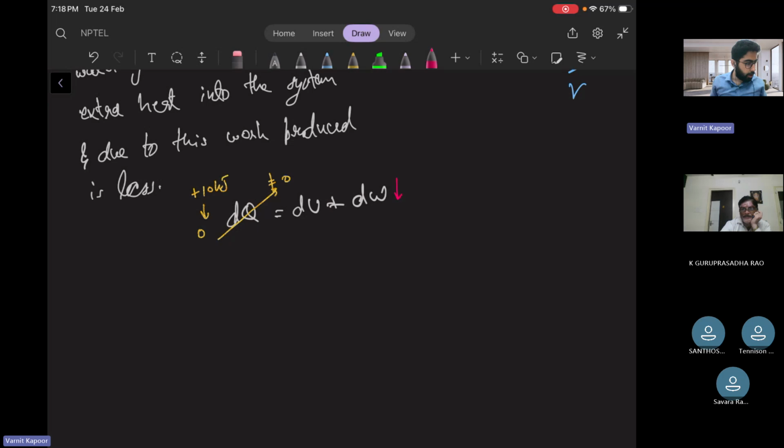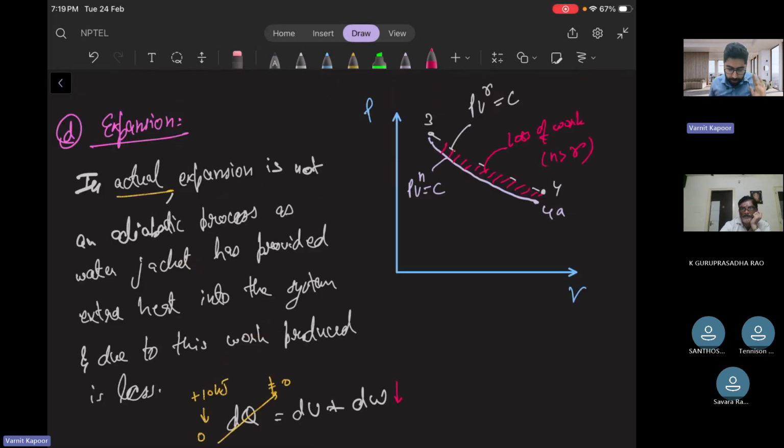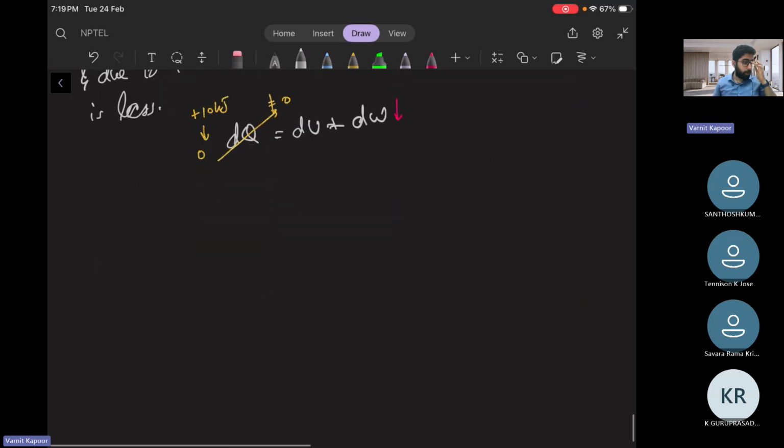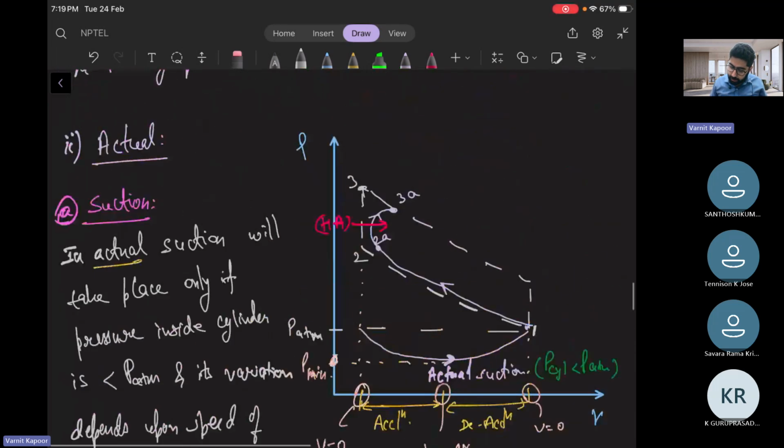Not isentropic. And it is not adiabatic. Let me write not adiabatic. Isentropic is much better. All right, so let us make this in an actual cycle also. So the work produced will be a bit lesser. So this point is 4 above, and this will be 4a. Okay, 4a.